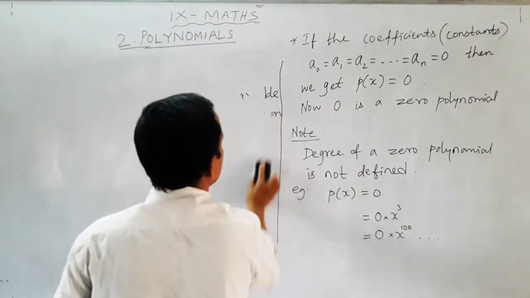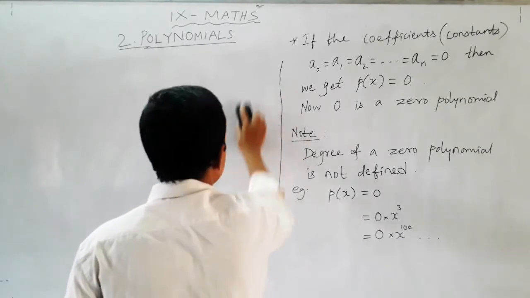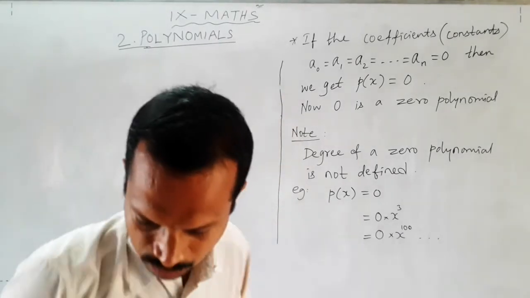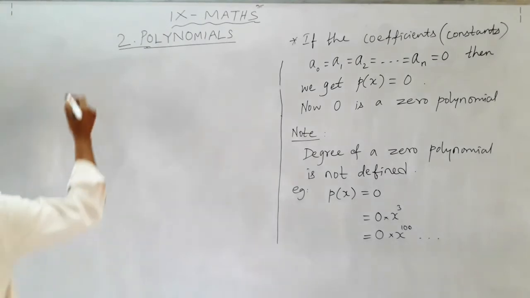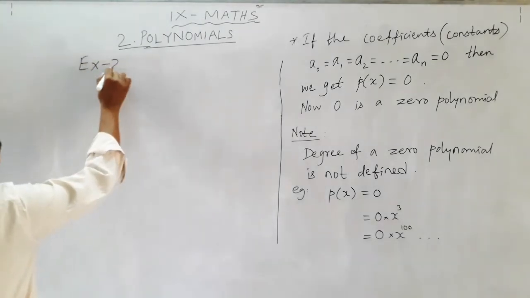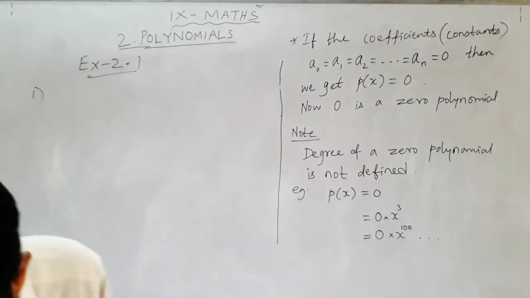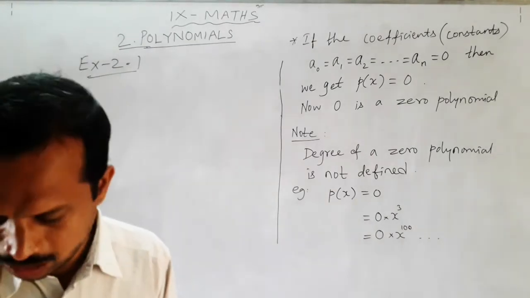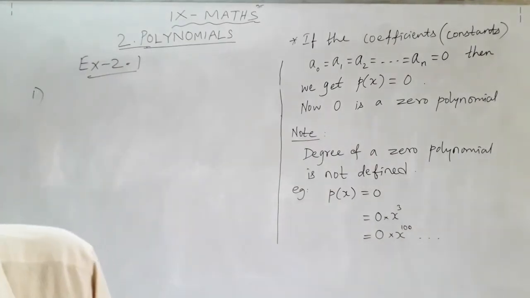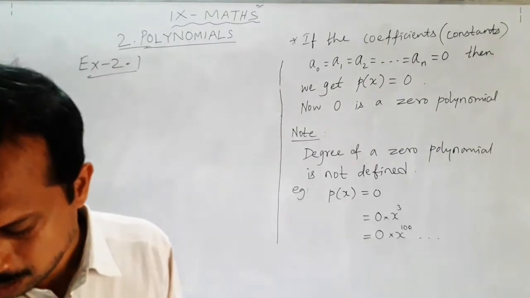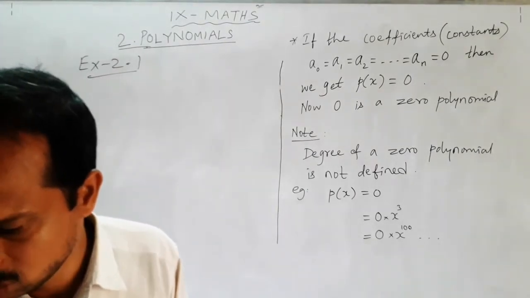Very easy, you can answer by yourself. Very easy exercise. The first one, exercise 2.1. You see what is there. First sum. Which of the following expressions are polynomials in one variable and which are not? State reasons for your answer.